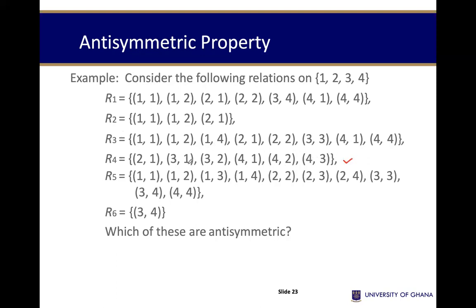Okay. When I come to R5, (1,2), shouldn't have a (2,1). (1,3), shouldn't have a (3,1). (1,4), I shouldn't have a (4,1). (2,3), I shouldn't have a (3,2). (2,4), I shouldn't have a (4,2). (3,4), I shouldn't have a (4,3). So if that is the case, then this one can also be antisymmetric. And of course, there's a (3,4), there's no (4,3). So at the end, I can have my R4, R5, and R6, and these are all antisymmetric.